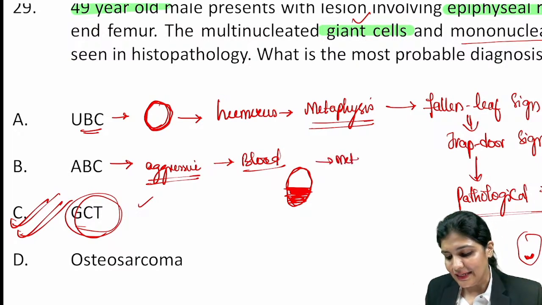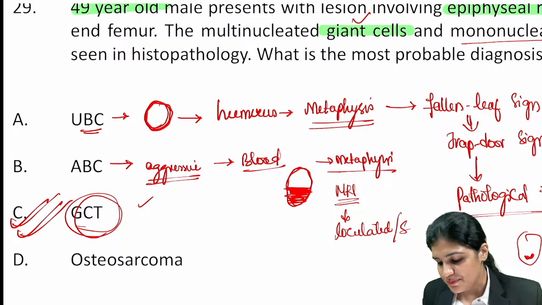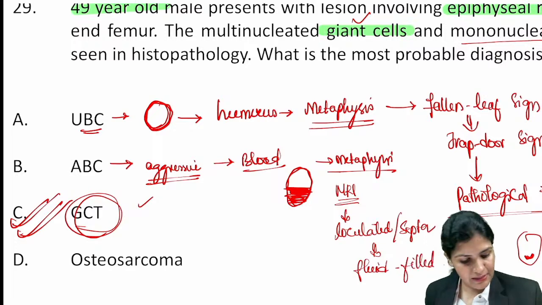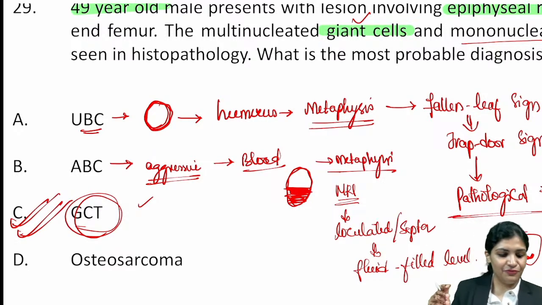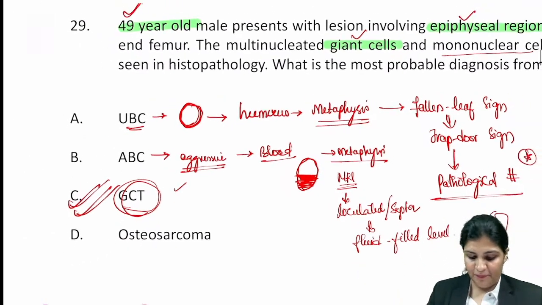Again, it is seen in case of metaphysis, and you take the MRI, you see what is called the loculated areas, or there are septa, and there are fluid filled levels, right? Blood filled, fallen leaf sign. Very good. It is fallen leaf sign and blood filled with septa in case of ABC, right?